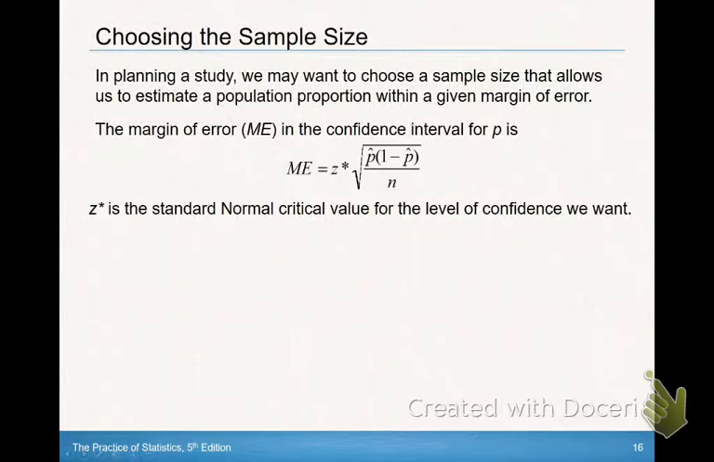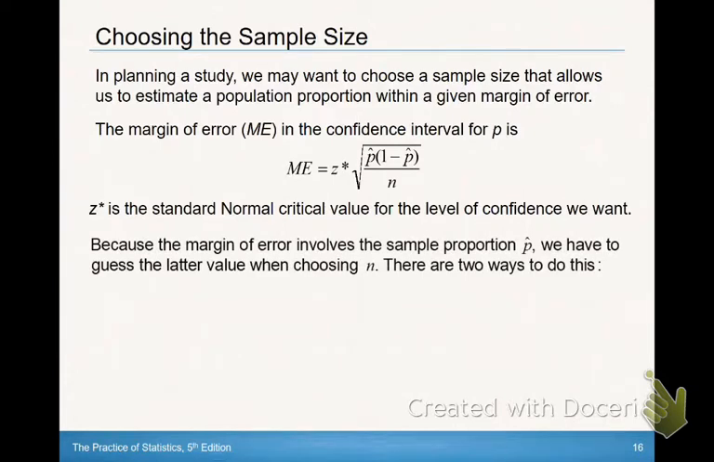Okay, one more thing that we have to do is sometimes it's going to ask you to choose the sample size. So when planning a study, we may want to choose a sample size that allows us to estimate a population proportion within a given margin of error. The margin of error in the confidence interval for P is the critical value times the standard deviation. Because the margin of error involves the sample proportion P hat, we have to guess the latter value when choosing N. There are 2 ways to do this.